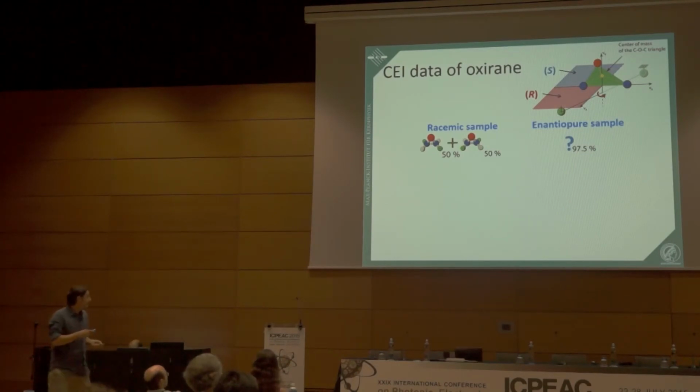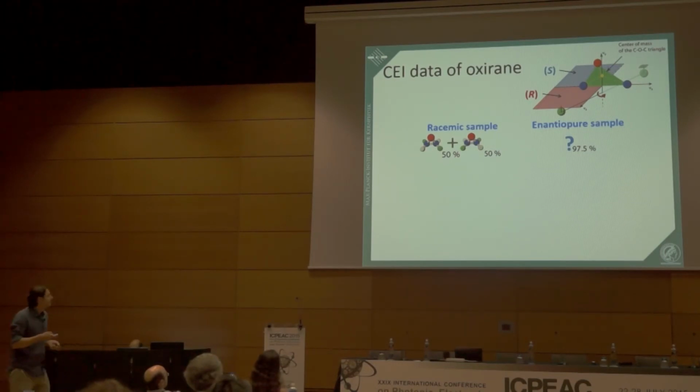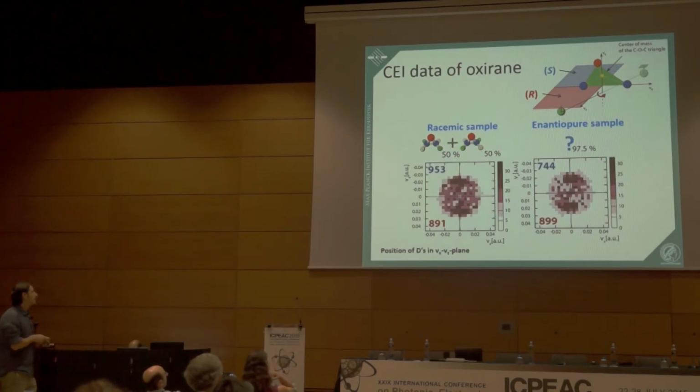The racemic sample has a mixture of both enantiomers in equal amounts. This in principle was our reference sample, and then we also had the enantiomer sample, where we wanted to determine the handedness of the molecule in this sample. And this here is the density plot of the XZ plane, as I've introduced to you before.